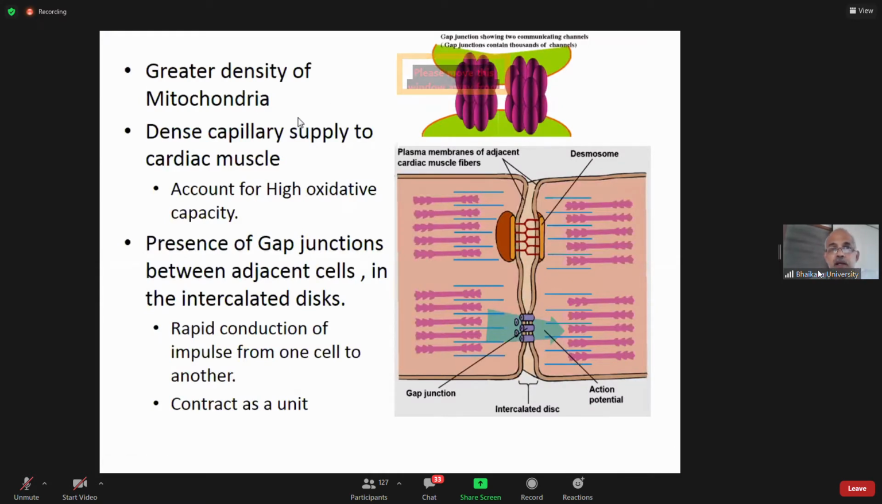So in the cardiac muscle, you have a great density of mitochondria. Capillary blood supply is extensive because of the high oxidative capacity. It requires ATP for its continuous activity. The gap junctions and intercalated discs help in rapid conduction of impulses across the whole musculature, so the whole muscle can contract as a unit.